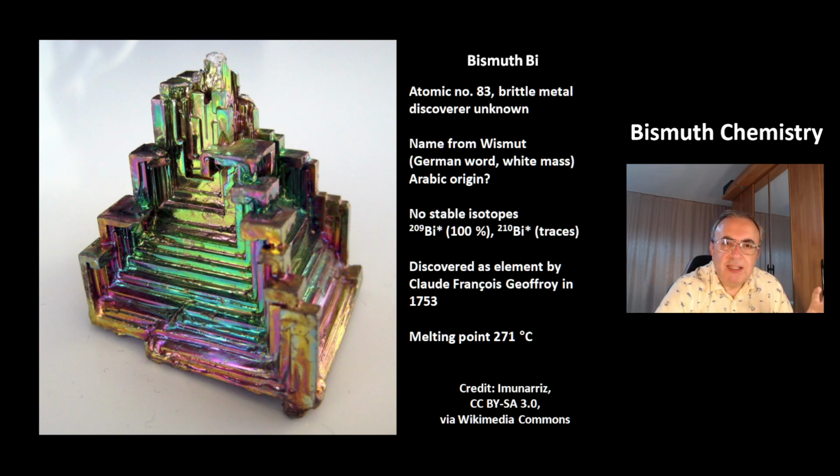There are no stable isotopes of bismuth. However, the bismuth in nature contains the isotope 209. This is another example of the isotope with the even number of neutrons being the more stable. And there are traces of the other isotope bismuth 210.